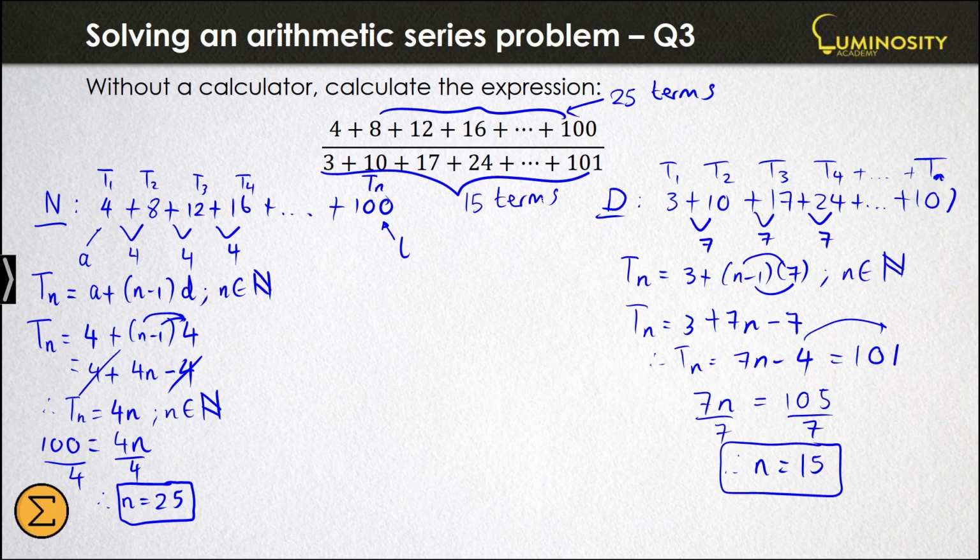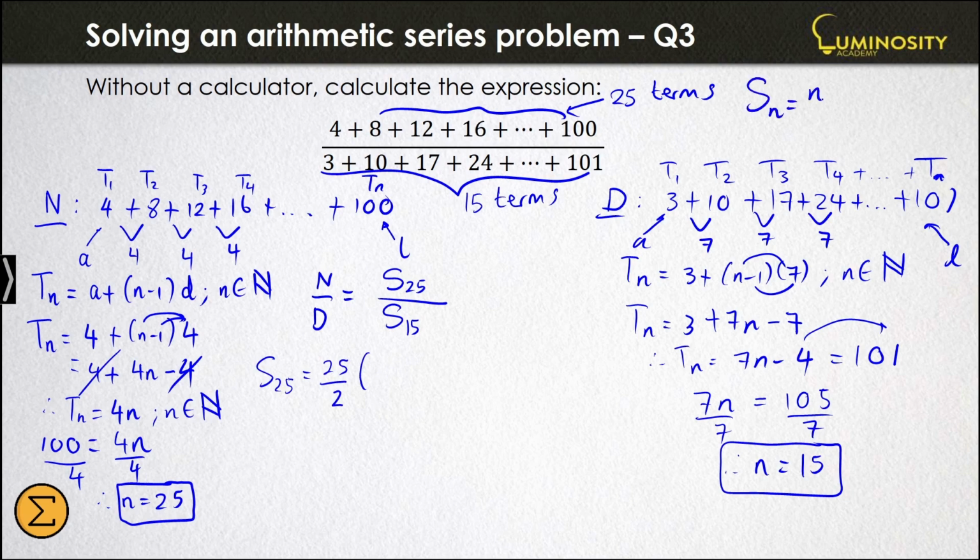Now that I have my n for both, I have an a value for both and an L value for both, I'm going to use the second series formula. So this is going to be numerator divided by denominator, which is equal to S25, the first 25 terms, divided by the first 15 terms for that other sequence. But let's have a look. S25 for this first one is going to be n divided by 2 times a plus l. Just recall I'm using this formula: Sn equals n over 2 times a plus l. That is the formula I'm using because I know the number of terms I'm adding up.